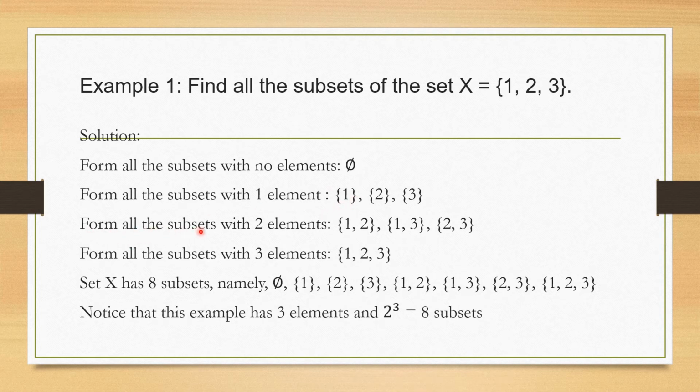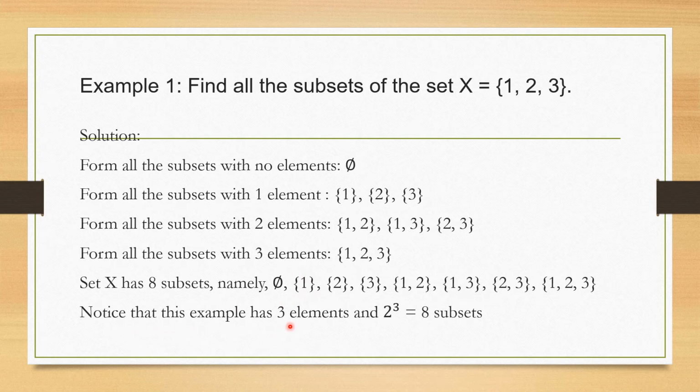Form the subsets with two elements. So, we pair them: 1 and 2, 1 and 3, and 2 and 3. Form all the subsets with 3 elements. There is only one: 1, 2, 3. So, set X has 8 subsets, namely: the null set, 1, 2, 3, 1 and 2, 1 and 3, 2 and 3, and 1, 2, 3. Remember, a set is a subset of itself.